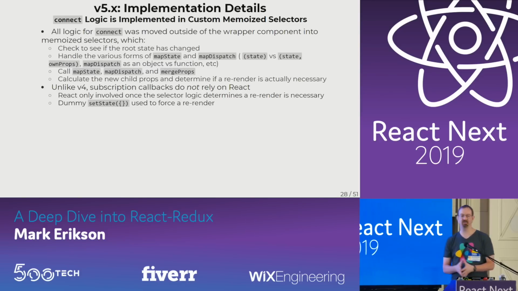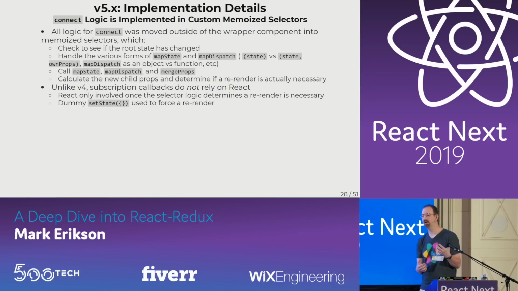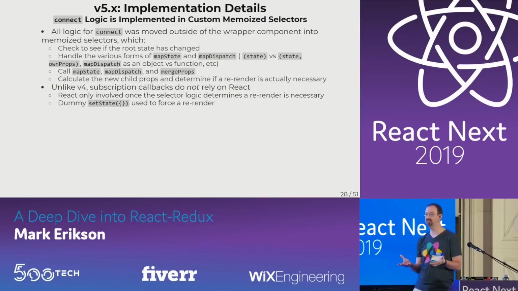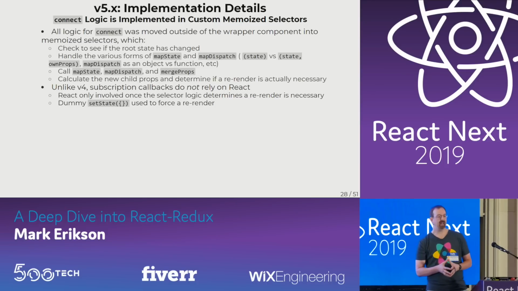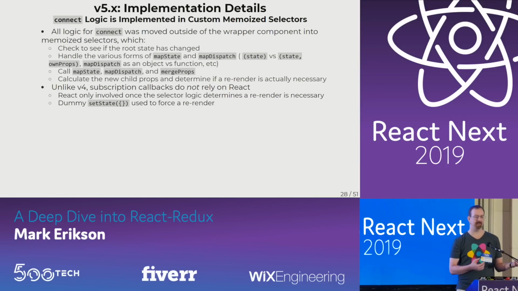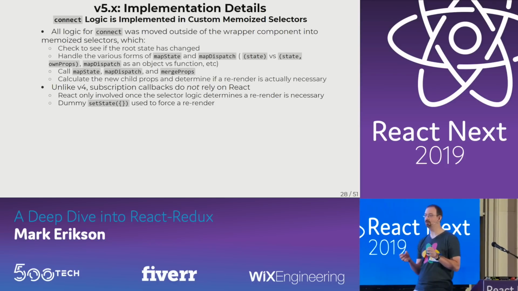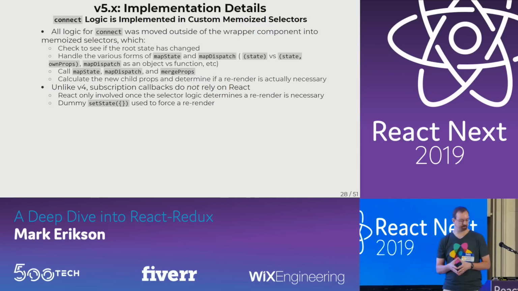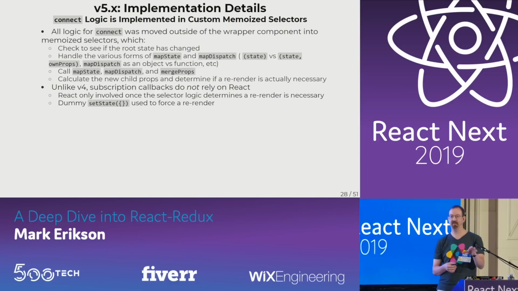Another interesting point about version 5 is that all the logic for determining if the component should re-render has been moved outside of the component itself and into a set of custom memoized selector functions. And so all the logic of running your map state and map dispatch and calculating the new child props actually happens outside of the React component tree. And we only actually get React involved once we know that the child component needs to re-render. And this is ultimately the reason why version 5 was a lot faster than version 4.